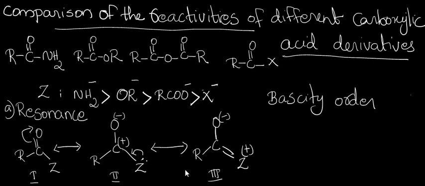These are the three resonance structures of the carboxylic acid derivative. In structure 2, there is a positive charge on carbon, which makes it electrophilic and thereby prone to attack by a nucleophile. In structure 3, there is a positive charge on Z, resulting from the donation of its lone pair towards sharing. Then the basicity of Z determines how much structure 3 would contribute to the resonance hybrid and how electrophilic the carbonyl carbon would be.